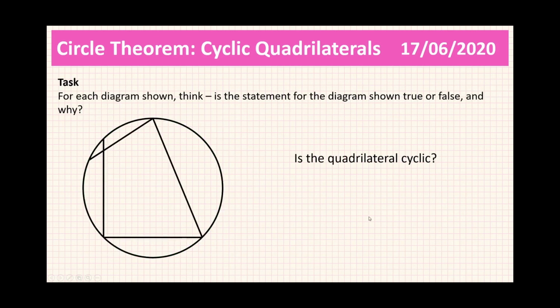What about this one? Pause the video. Is this one a cyclic quadrilateral? Okay, so let's have a look. Do we have a circumference of a circle? There's our circle, right? Do we have 4 chords? Yes, we do. But although we have 4 chords, the vertices are not all on the circumference, so this is not a cyclic quadrilateral.